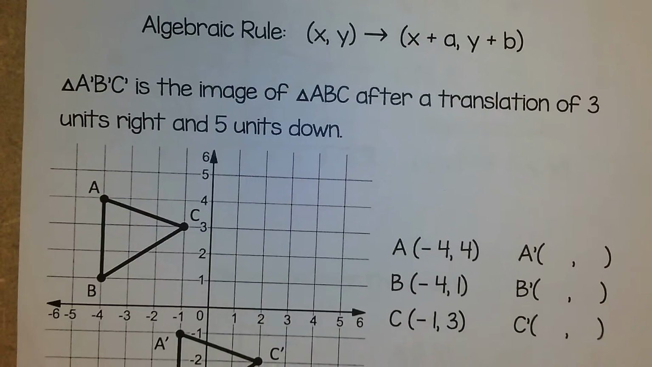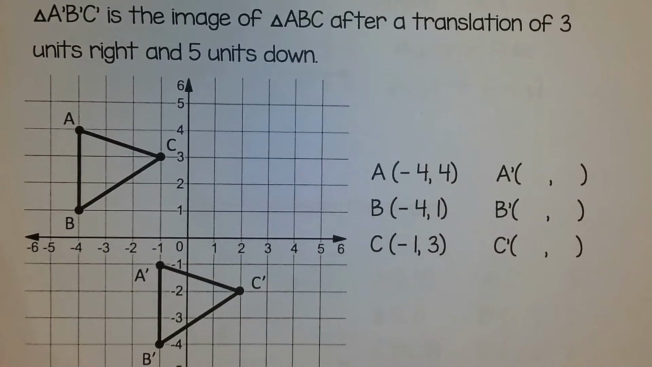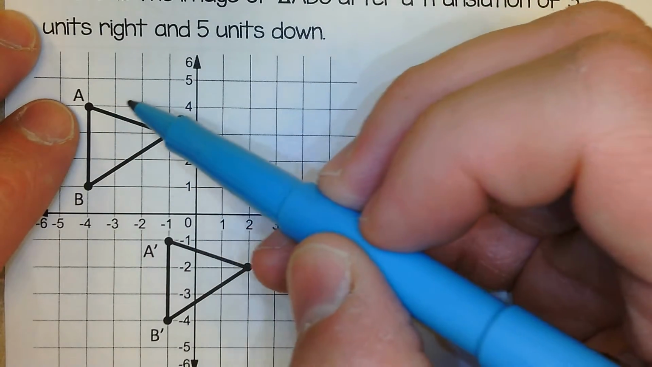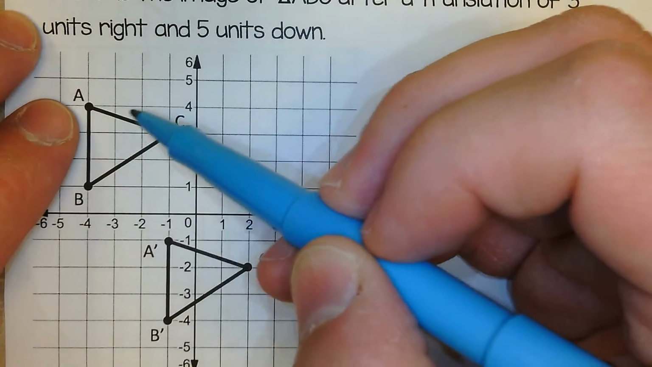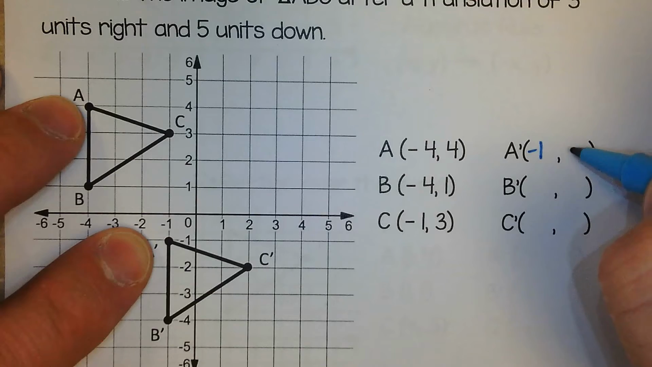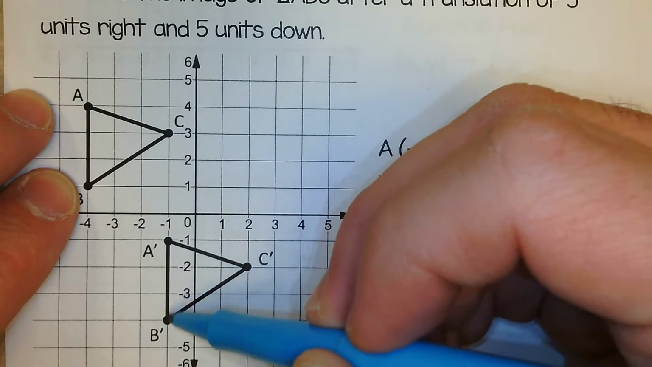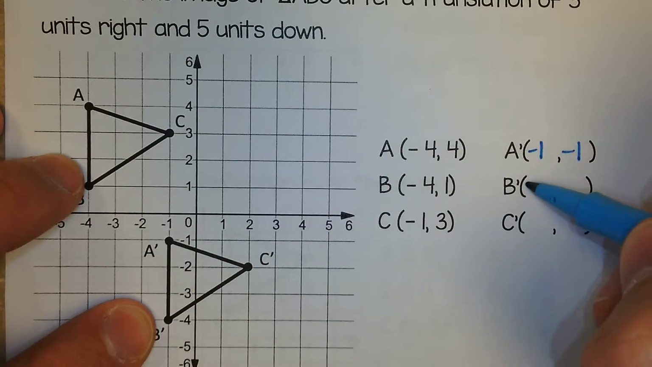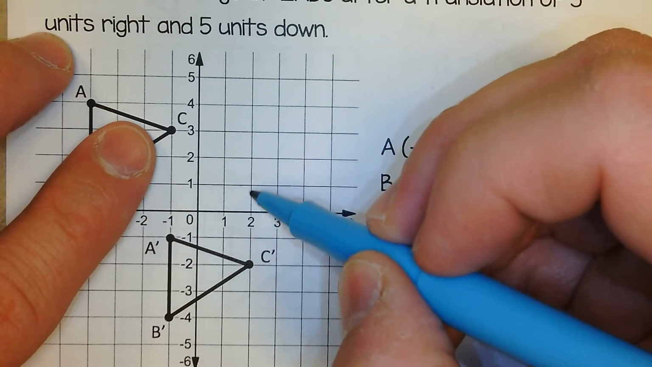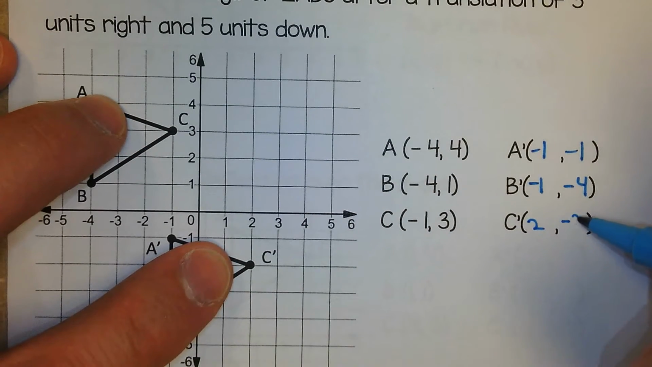A'B'C' is the image of triangle ABC after a translation of 3 units right and 5 units down. If we plot those points, we have A to A'. If this was done correctly, A should move 3 to the right and 5 units down. So 1, 2, 3, 1, 2, 3, 4, 5. A' should be (-1, -1). Then B' is 3 to the right and 5 down, which is correct, so it'd be (-1, -4). C' is 3 to the right and 5 down, so that would be (2, -2).